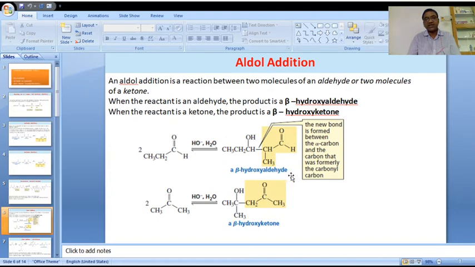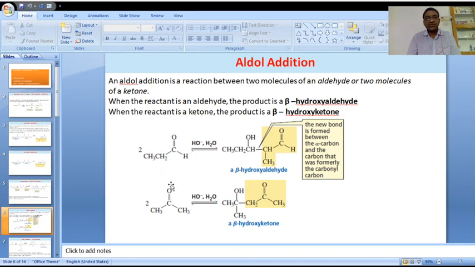Alpha beta hydroxy aldehyde. Here please observe. Alpha beta hydroxy aldehyde: on the alpha carbon there is an aldehydic functional group, on the beta carbon a hydroxy functional group. This alpha beta hydroxy aldehyde product is obtained from this aldehydic reactant.